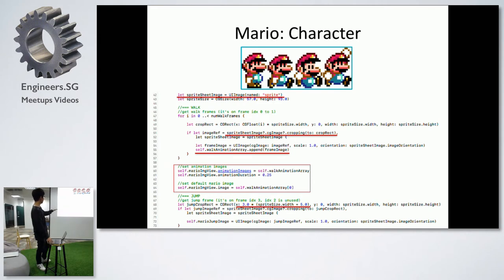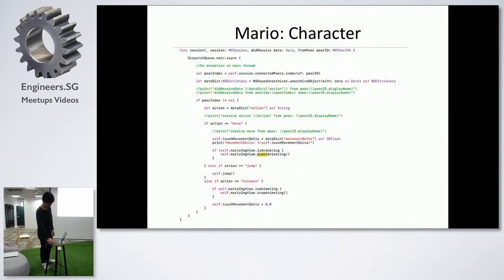And this is the jump animation, so I straight away get index 3: 0, 1, 2, 3. Right, so I get the third, the last rectangle of that sprite. So if I detect the action move, I animate the character.